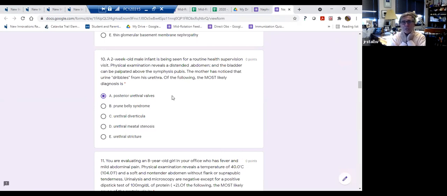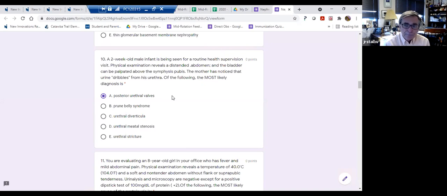So in truth, this is a tough question because other than the prune belly syndrome and the urethral diverticuli, D and E are not bad answers, all things considered. But when you get into the pattern recognized word of dribbles urine, it's just posterior urethral valves. I don't know what else I can tell you. So just remember some of the pattern recognizers as you come through.